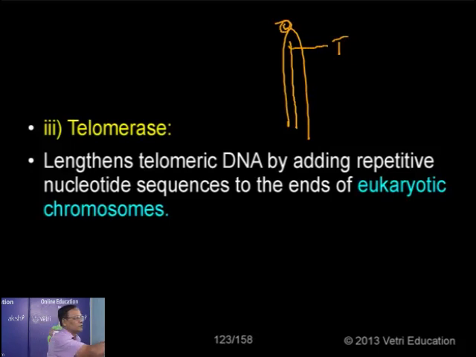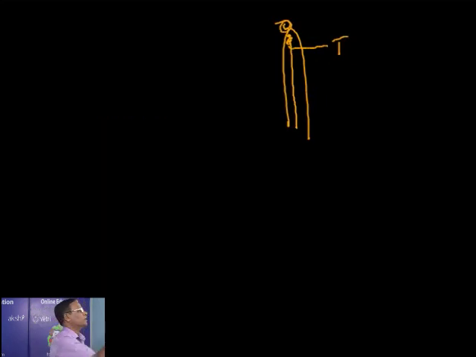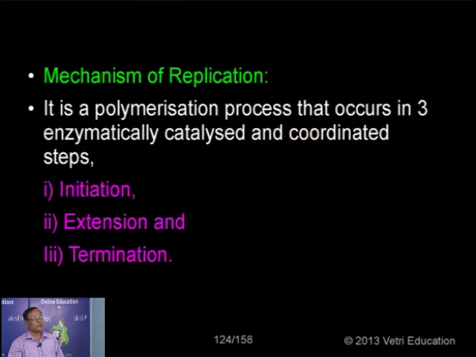Like this, repetitive sequence, at the ends of the eukaryotic chromosome, not in the case of the prokaryotic chromosome. So the telomerase enzyme is responsible for increasing the length of the telomeric DNA by adding repetitive sequences of DNA at the ends of the eukaryotic chromosome. That is called telomerase. So these are all the different types of enzymes taking part, as well as the SSB protein and the DNA clamp. They are all taking part together, called the replisome, a complex responsible for the replication process.